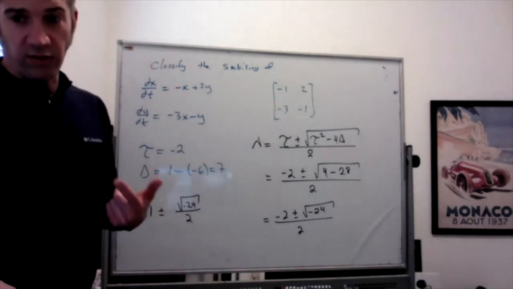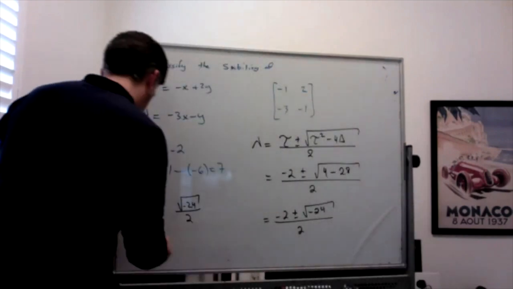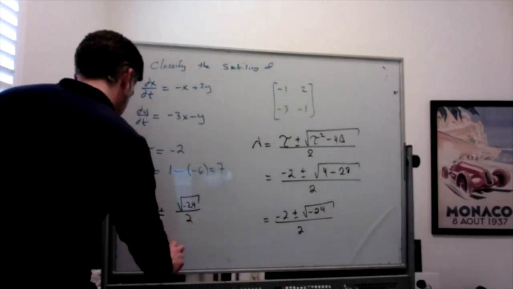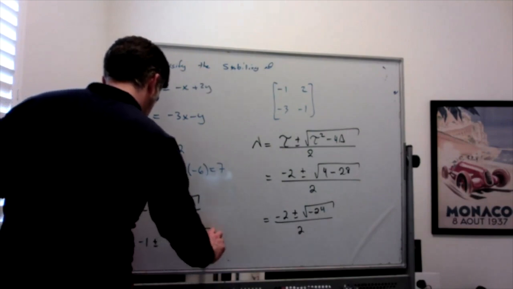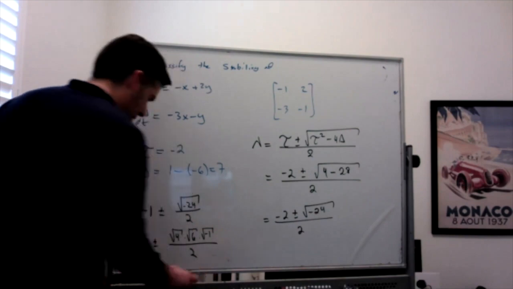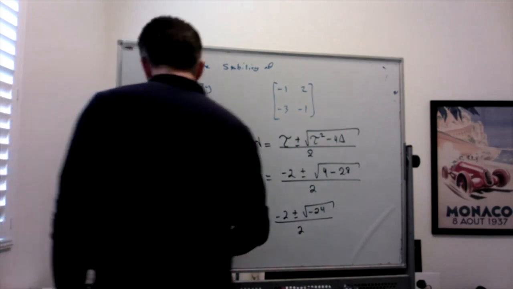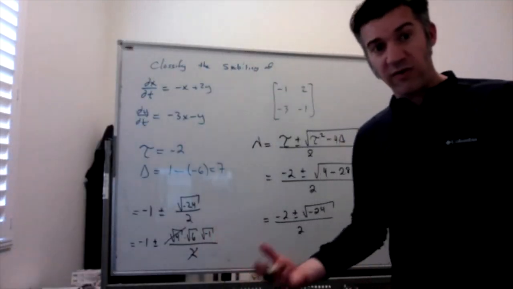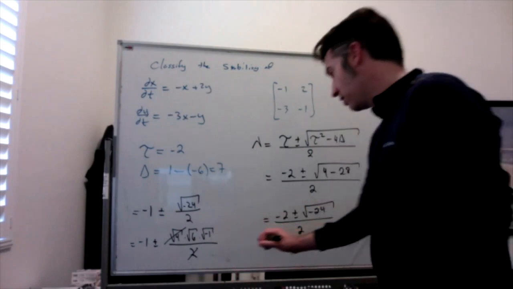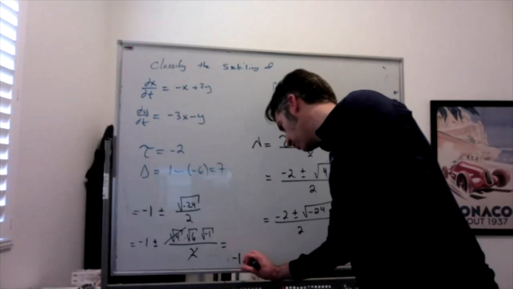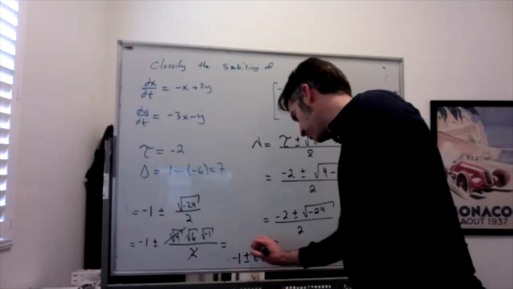So here's what we're going to do with the square root of -24. I can factor out a 4. So I'm going to rewrite that as -1 plus or minus the square root of 4 times the square root of 6 times the square root of -1. Square root of 4 is 2. 2 divided by 2 cancels. So I'm left with the square root of 6 and the square root of -1. The square root of -1 is just another name for i, or really i is just another name for the square root of -1. So this answer looks like -1 plus or minus i times the square root of 6.